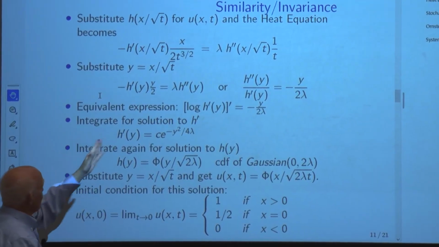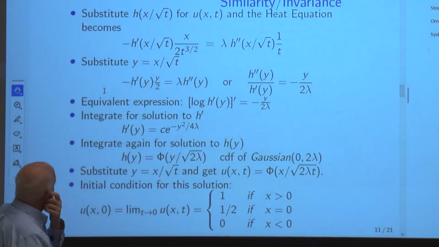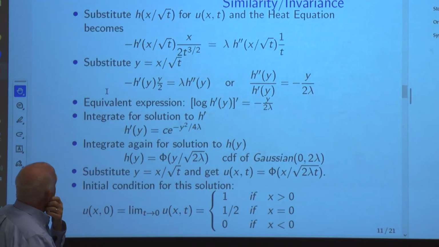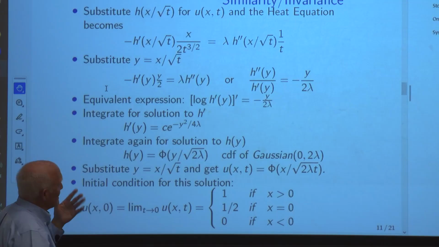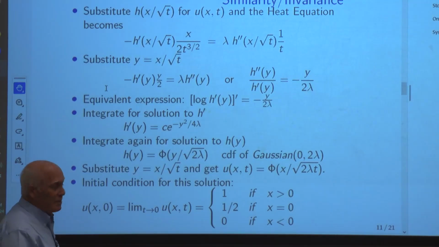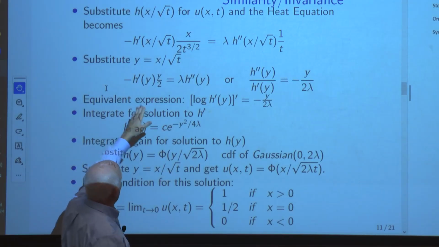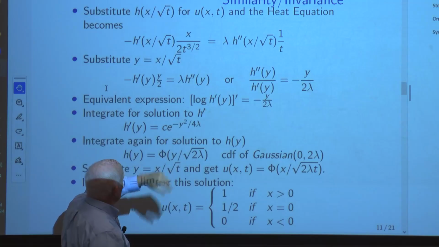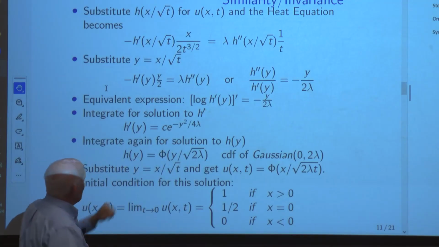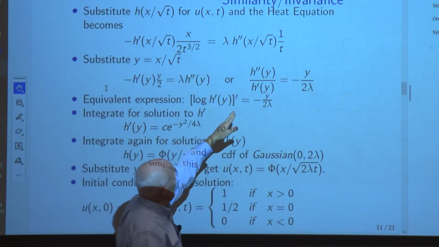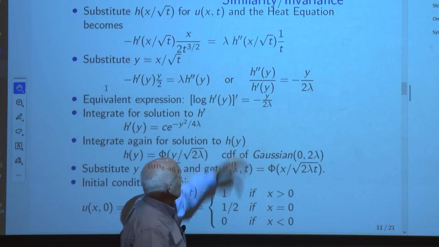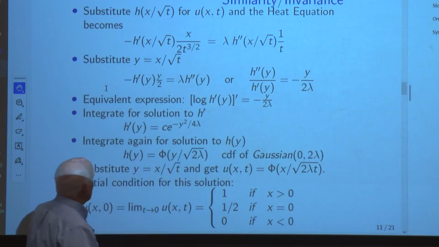So those are easily computed to give that top equation. And then we can say, well, let's stop carrying around x over root t everywhere. Let's just use y divided by root t as our variable of interest. And we get h prime of y times y over 2 equals lambda h double prime, which is given by this last equation here.